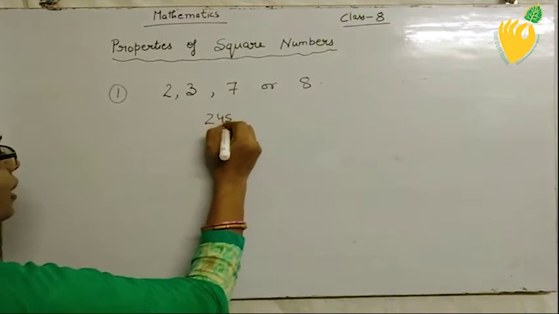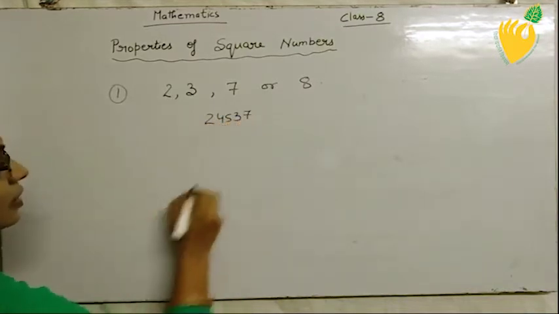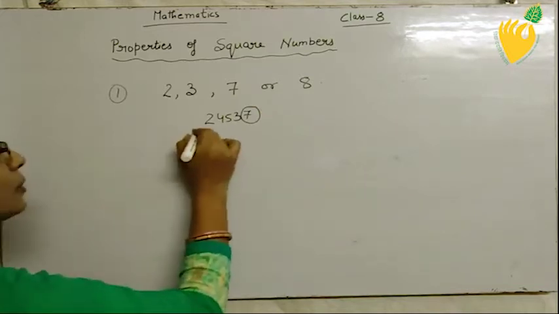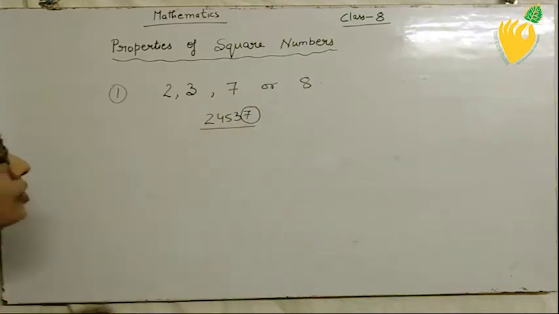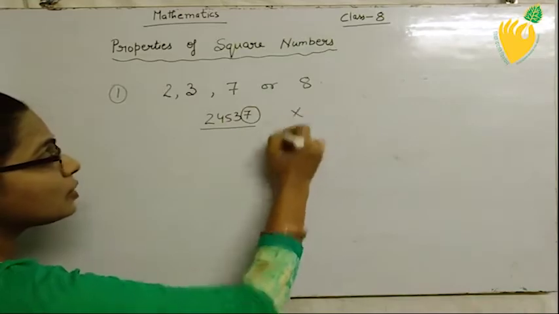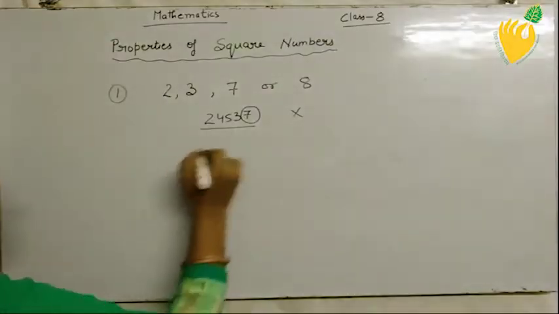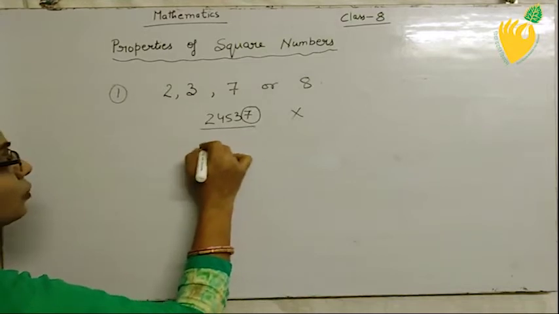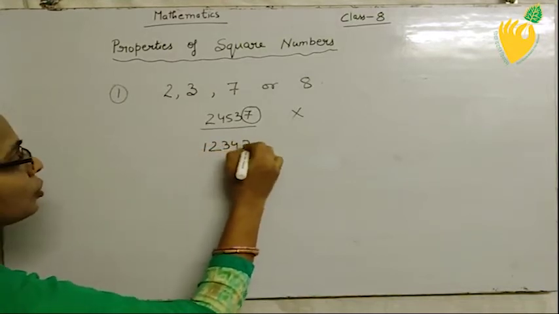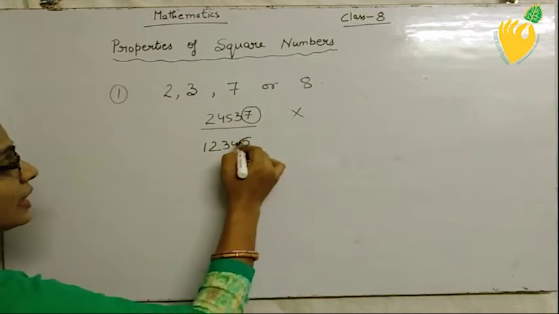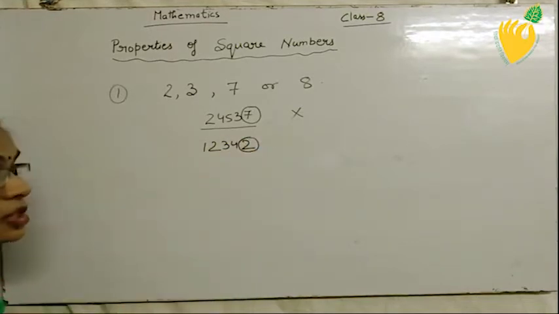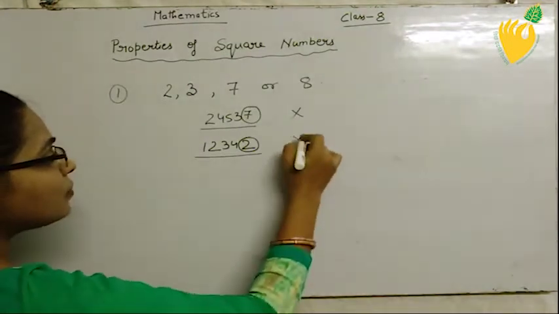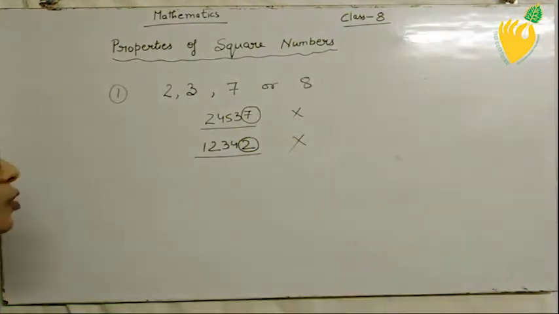2, 4, 5, 3 and 7. The digit at the unit place is 7. So we can simply say that 24,537 is not a perfect square. Similarly, take one more example. If the number is 1, 2, 3, 4, 2, we can easily say that the digit at the unit place is 2. So this number, 12,342, is not a perfect square.